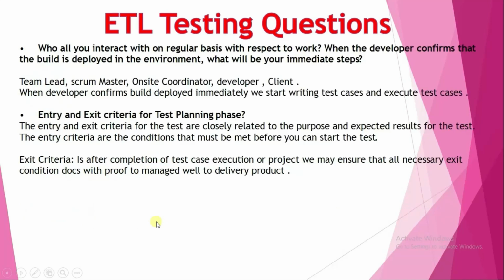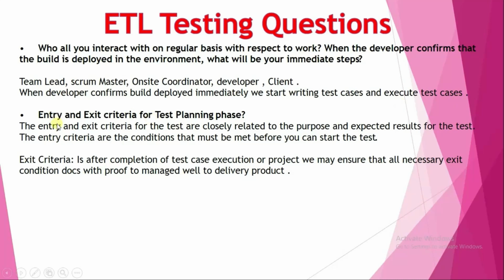Who do you interact with on a regular basis with respect to work? When the developer confirms the build is deployed in an environment, what will be your immediate steps? Team lead, scrum master, on-site coordinator, developer, and client interact with us on a daily basis. When the developer confirms the build is deployed, we start writing and executing the test cases. Before this, we make all the necessary documents I mentioned in the previous question about the testing phase. After the deployment is confirmed, we start executing the test cases.